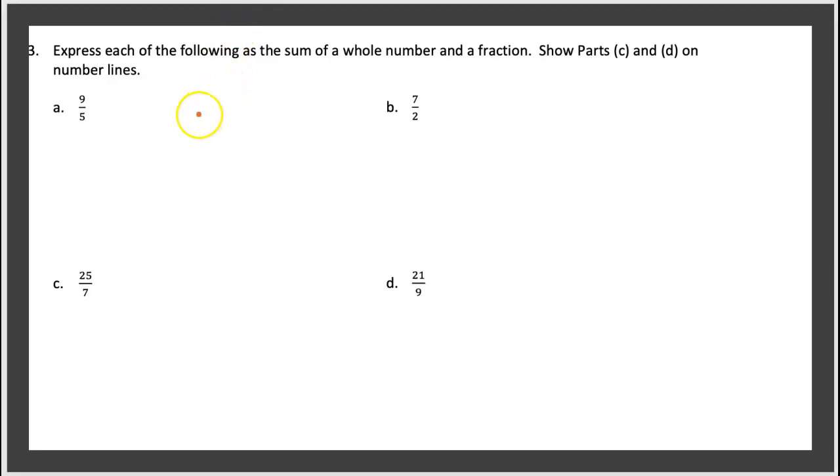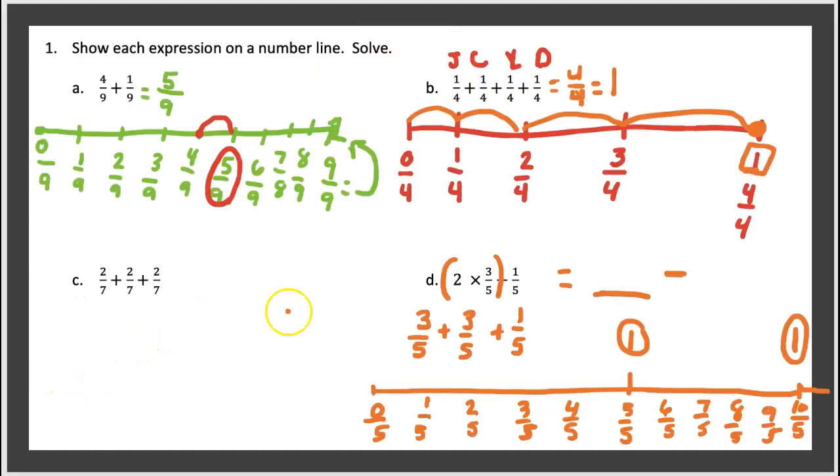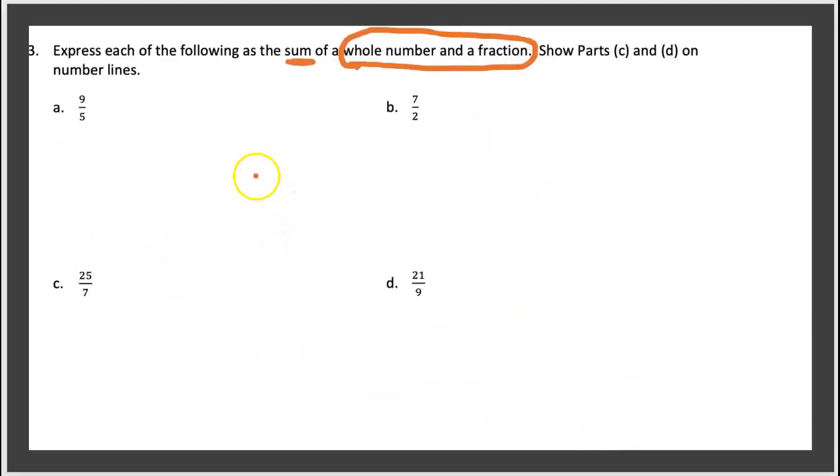All right, let's look at number 3. Express each of the following as the sum, which tells us that we're going to add, of a whole number and a fraction. This little phrase right here means that we want to express our answer as a mixed number. And it wants you to do C and D on a number line. So you've already done that. If you go back up here to number 1, this is what it's going to look like. So you'll have to figure out what the mixed number is.